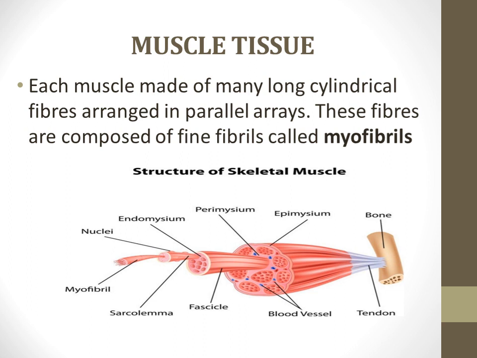So each muscle is made of many long cylindrical fibers arranged parallelly, and these fibers are composed of fine fibers. One fiber is expanded outside, and that is again made up of minute fibrils, which are known as myofibrils, right? Regarding the muscular system, we are going to learn in detail in another chapter, but here, since it is one of the tissues, they have introduced it here as a tissue, right? And muscle is one of the animal tissues.